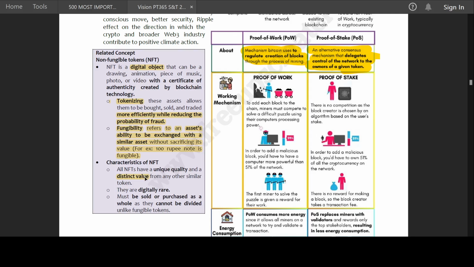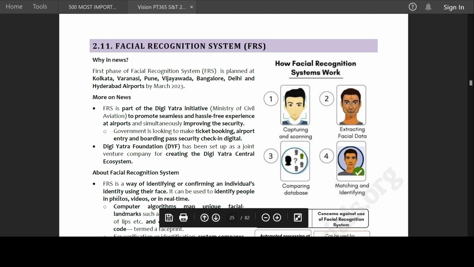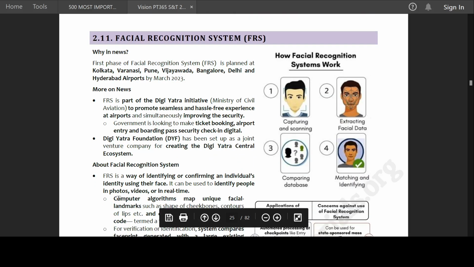Characteristics of NFT are distinct value, digitally readable, and must be sold or purchased as a whole. Facial recognition systems.